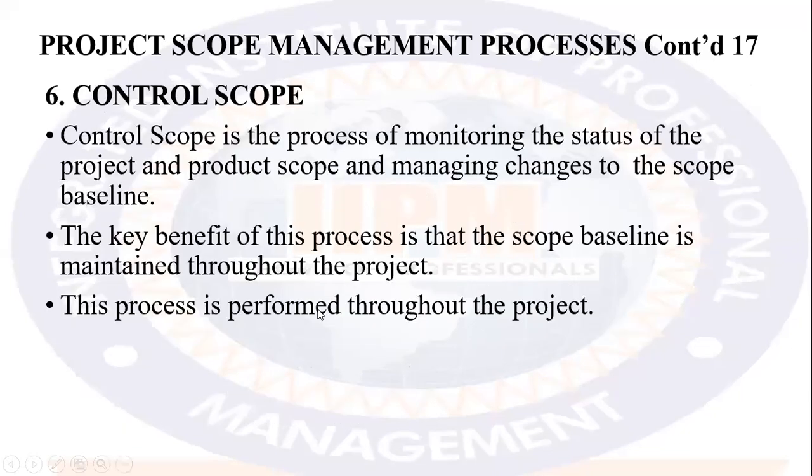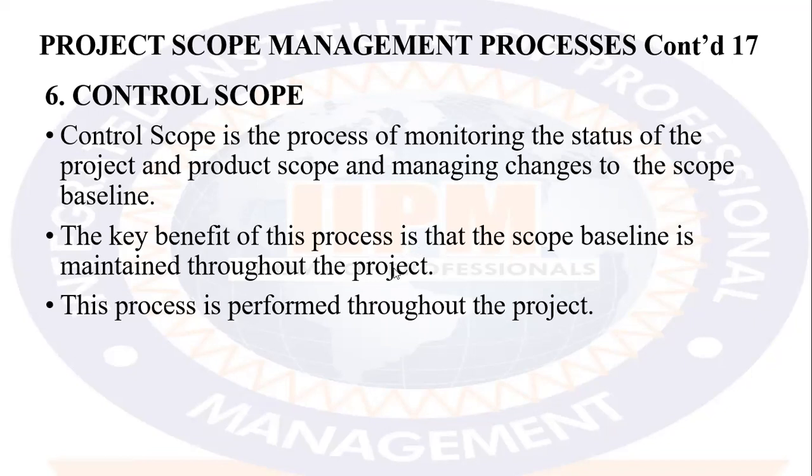Now, finally, we have what we call control scope. That's the last process in project scope management, controlling of the scope. Controlling scope is the process of monitoring the status of the project and product and managing changes to the scope baseline. The key benefit of this process is that the scope baseline is maintained throughout the project. This process is performed throughout the project.